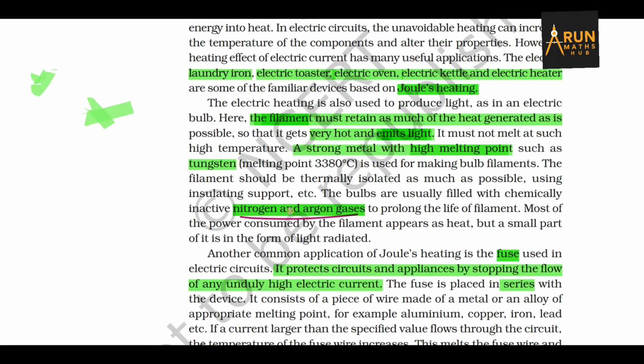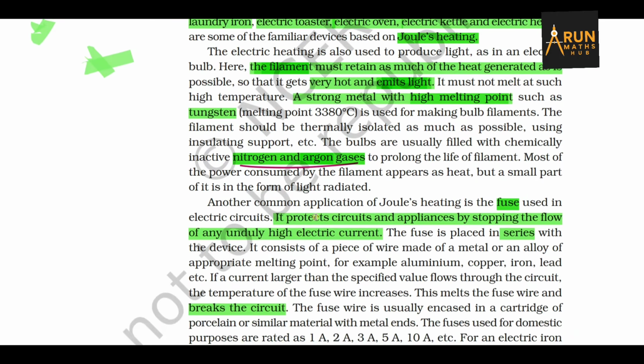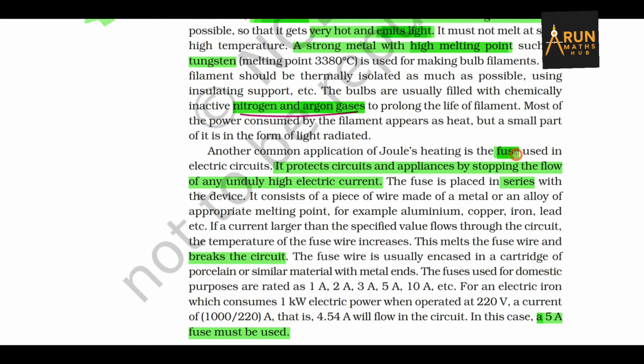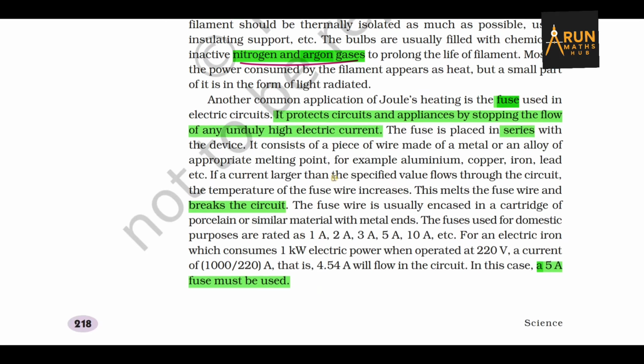In case an application question is asked, like nitrogen and argon gases are used to what? Prolong the life of the filament. Give reason or why. We can say that nitrogen and argon gases are filled because they do not react. Argon is placed in group 18. It is completely filled. And we have the concept of fuse. Fuse is an electrical safety device placed in series to protect the electric circuit and the appliances. In case of high current, it melts and breaks the circuit.